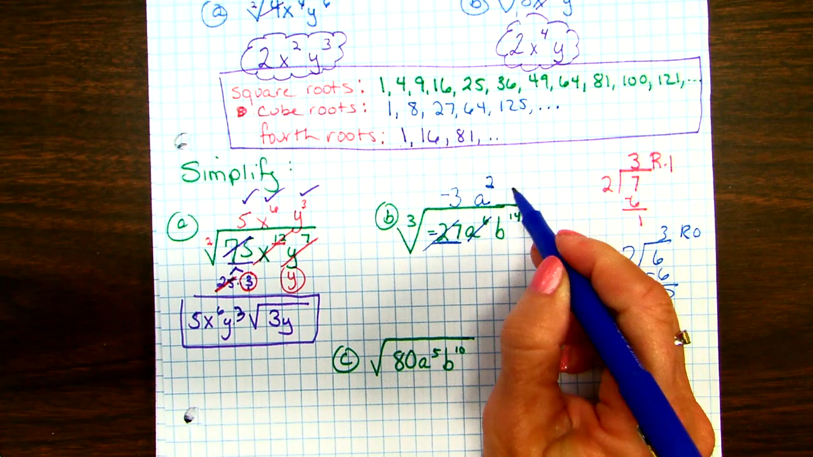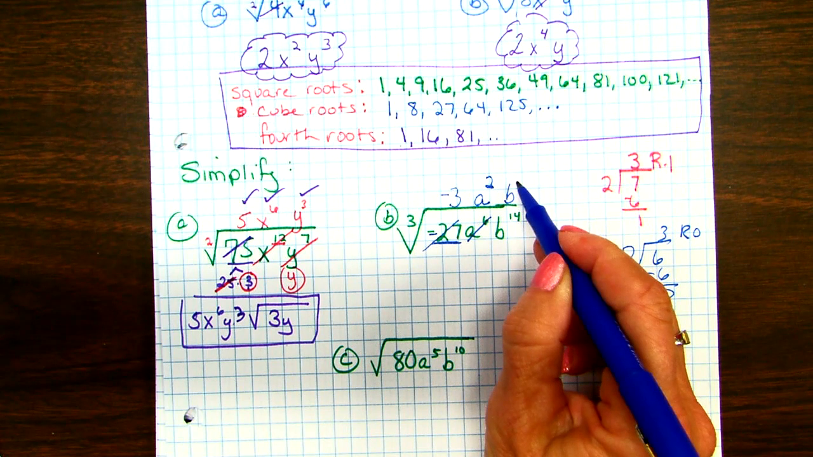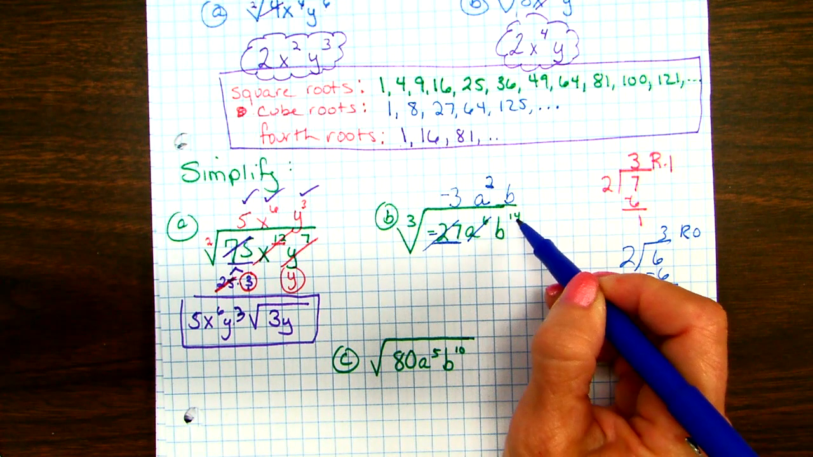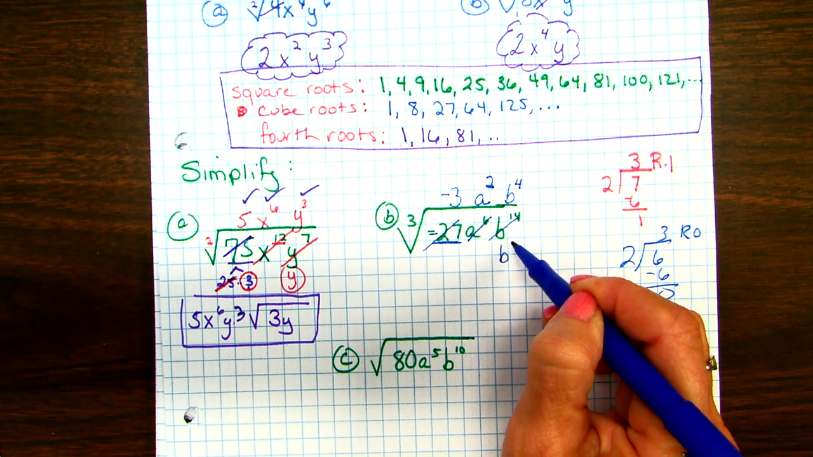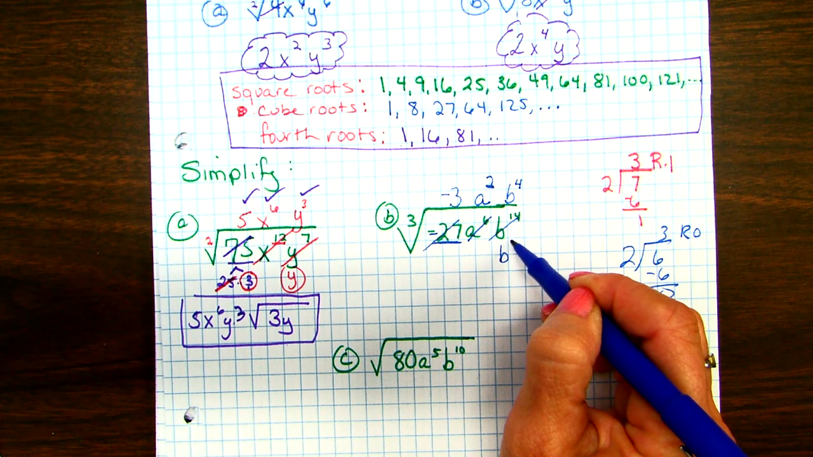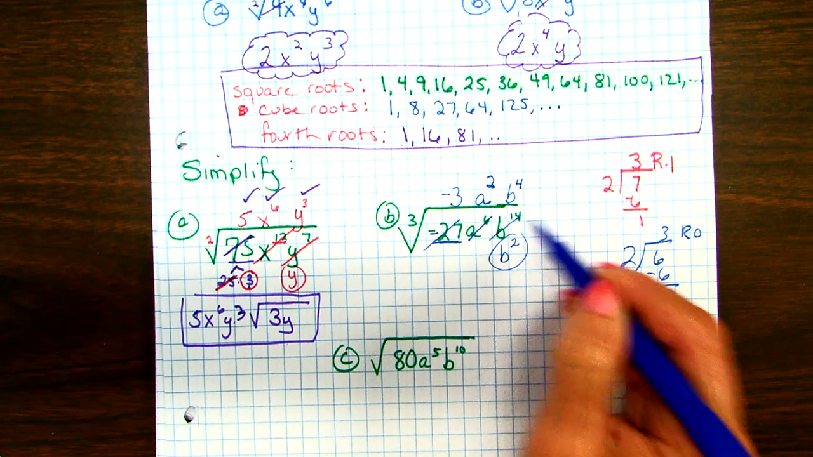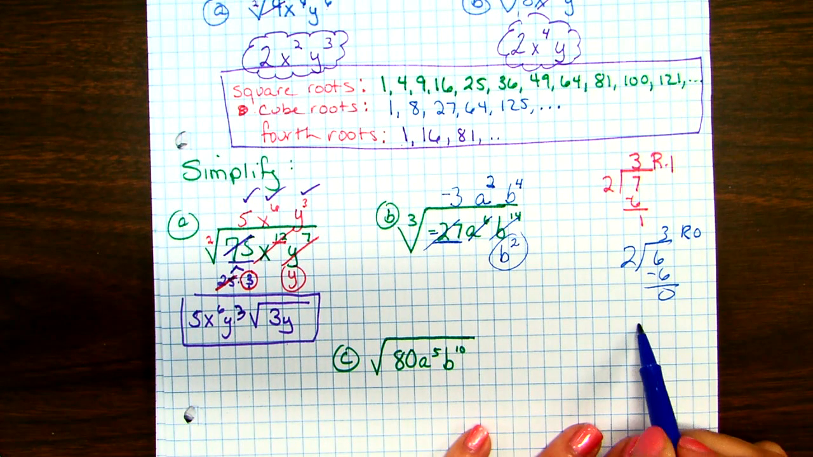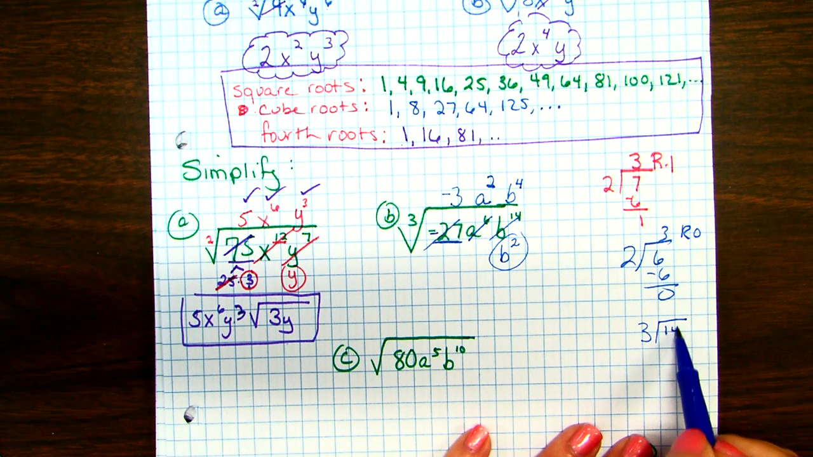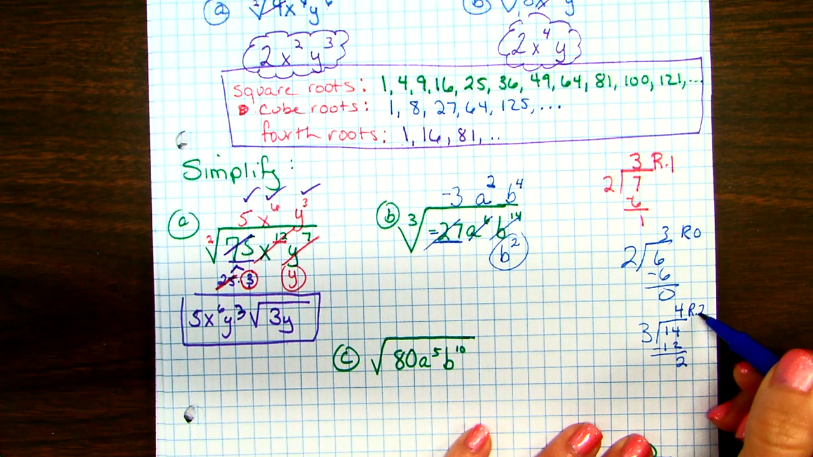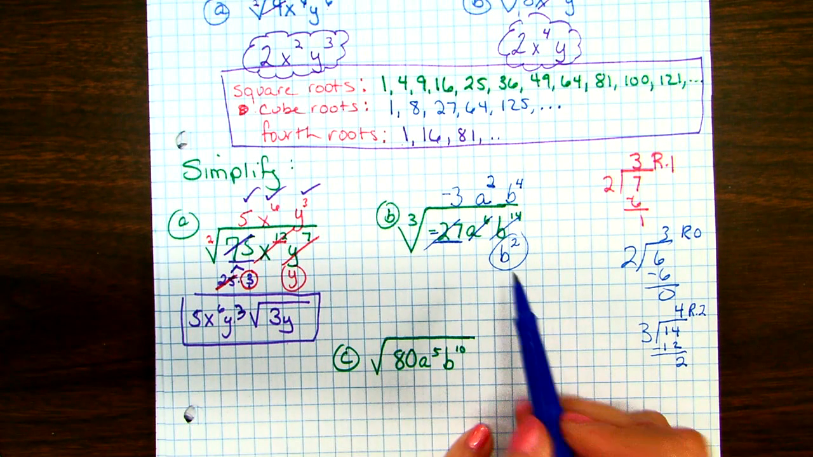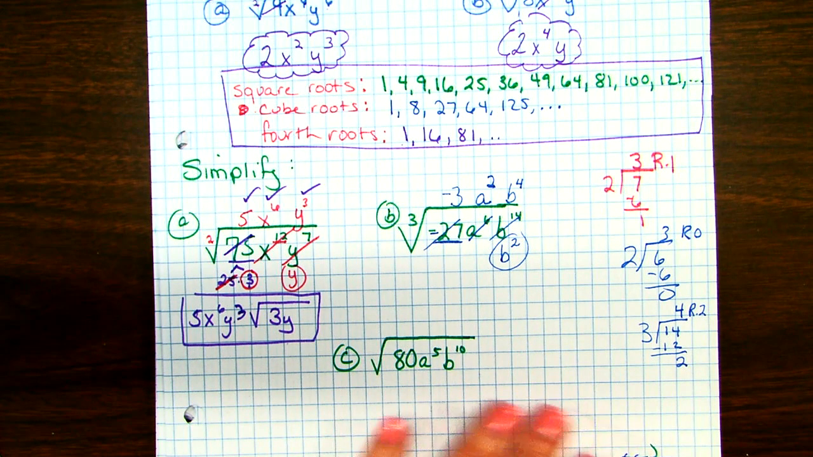3 times 4 is 12. So 3 goes into 14 4 times with a remainder of what? 2. And if you needed to go off to the side and do it, 3 goes into 14. You are right with the 4 there, Dylan. Remainder of 2. Okay? So how do I write my answer?